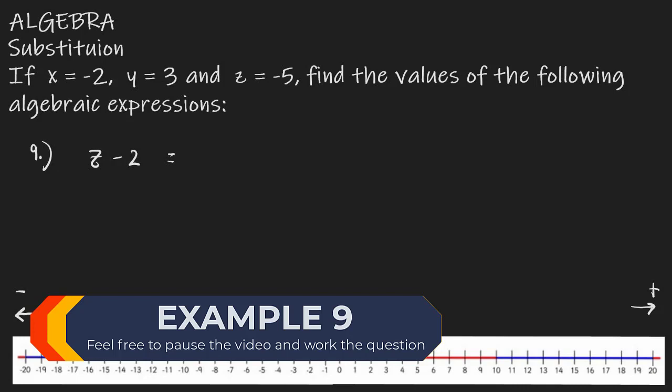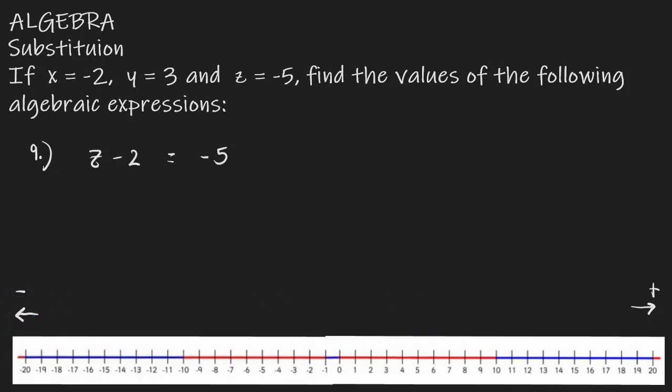Number 9. Z minus 2. The value of z is equal to negative 5. And we're subtracting 2. So my starting point is at negative 5. And since I'm subtracting, I'll be jumping to the left 2 spots. So I jump 1, 2. My answer is negative 7. So negative 5 minus 2, that is equal to negative 7. Answer.